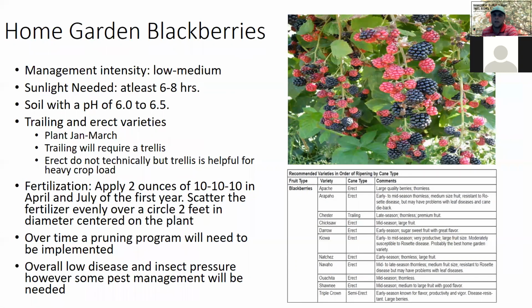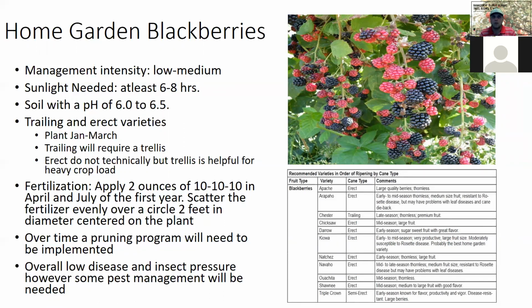With blackberries, you have trailing varieties and erect varieties, with trailing being more of a vine and erect being more of a bush. Each one has its pros and cons. However, you're going to plant them really at the same time, January through early March. I would even say late February. I wouldn't go too far into March, but you can get away with planting them in March.